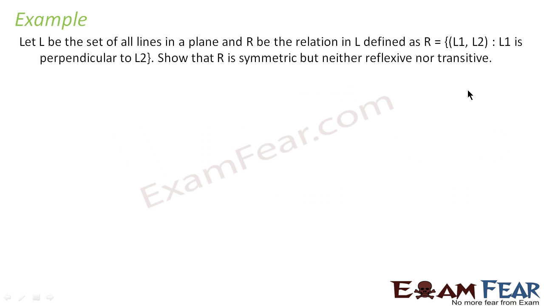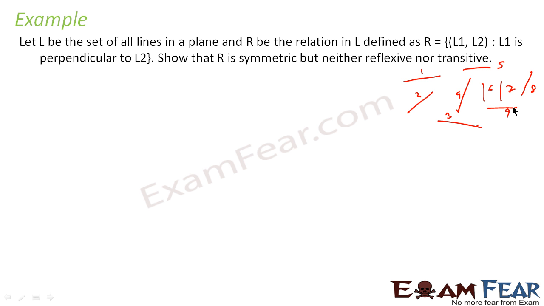Let L be the set of all lines in a plane and R be the relation on L defined as (L1, L2) where L1 is perpendicular to L2. Now, suppose we have so many lines in the plane. I'll mark the lines as 1, 2, 3, 4, 5, 6, 7, 8, 9. We have to show that this relation, where L1 is perpendicular to L2, is symmetric but not reflexive and not transitive.